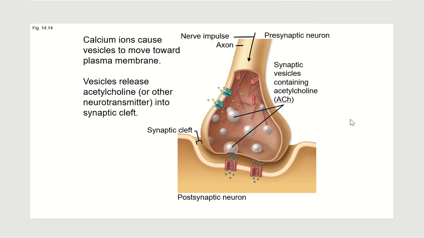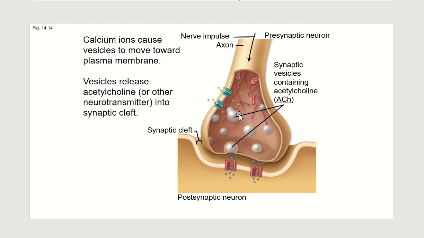The calcium causes exocytosis by vesicles in the synaptic knob. Now it turns out that this is actually a really, really complicated signaling process, so we are not going to talk about it. Just know that calcium goes in, exocytosis happens.